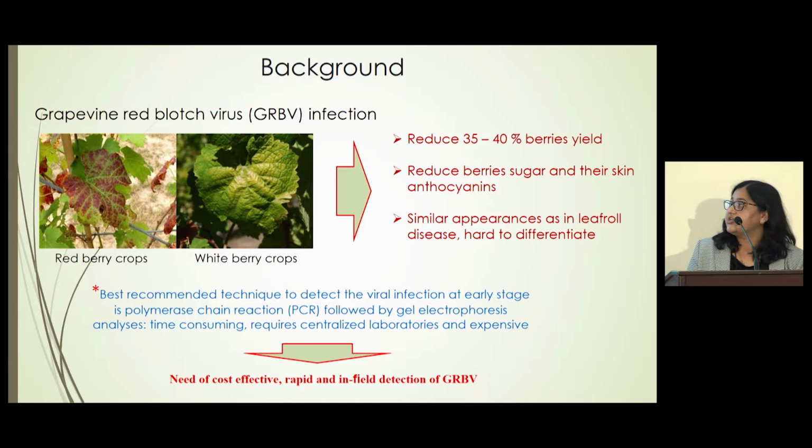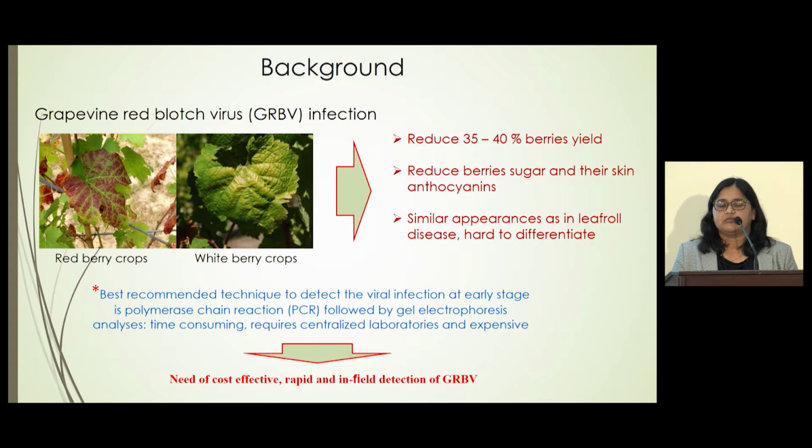As we know, these infections reduce a significant amount of berry yield and also key quality parameters of wines, that is sugar and anthocyanins. The biggest limitation is that red blotch infection symptoms are very similar to another virus disease, leaf roll, and it's hard to tell at a very early stage that this is red blotch infection. So far, the best recommended technique is PCR, which is very time-consuming, requires a centralized lab, and is expensive because the reagents and chemicals are expensive. But this is the best recommended technique so far.